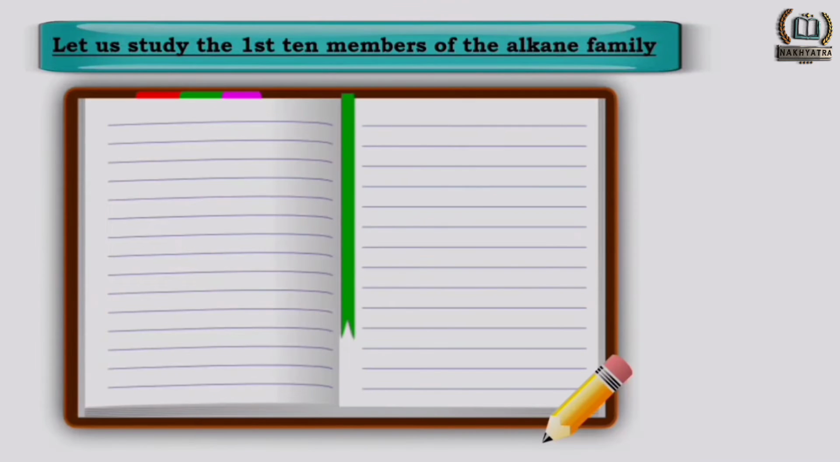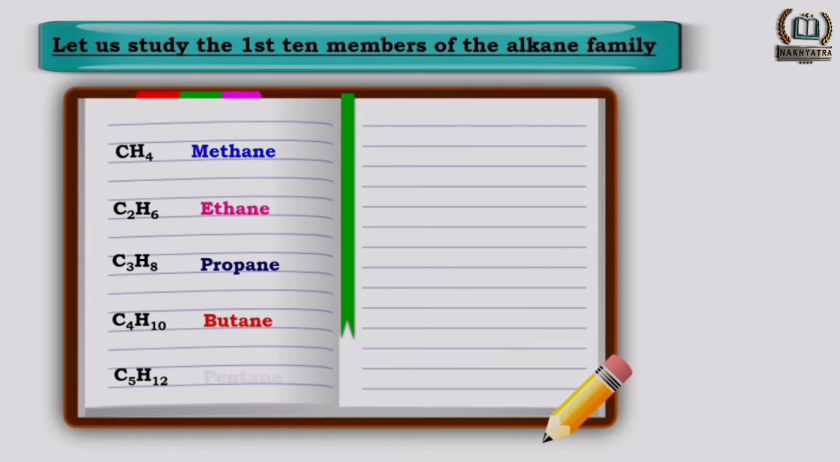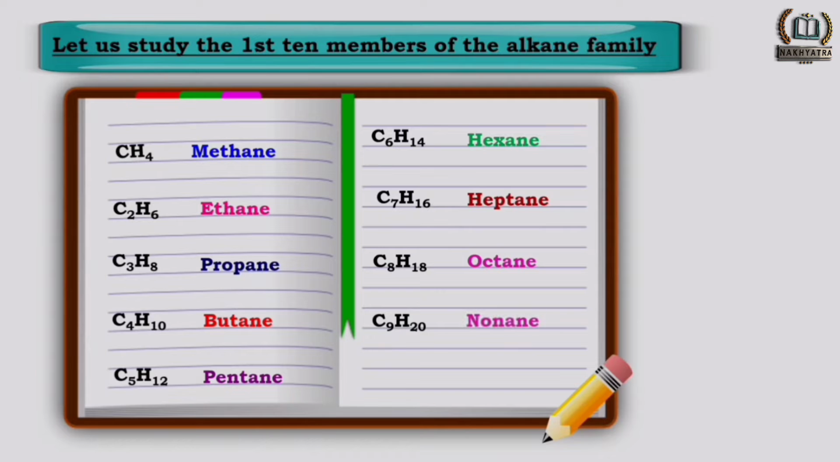Alright. Next we will study about the first 10 members of the alkane family. First is methane, second is ethane, third is propane, fourth is butane, fifth is pentane, sixth is hexane, seventh is heptane, eighth is octane, 9 is nonane and the last one is decane. Alright. So this is the alkane family, the first 10 members. You need to remember this chemical formula and the name.